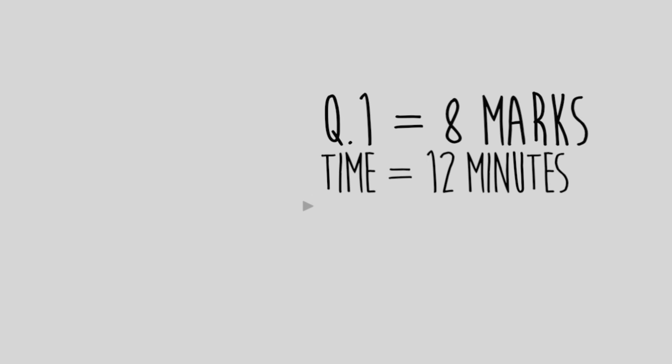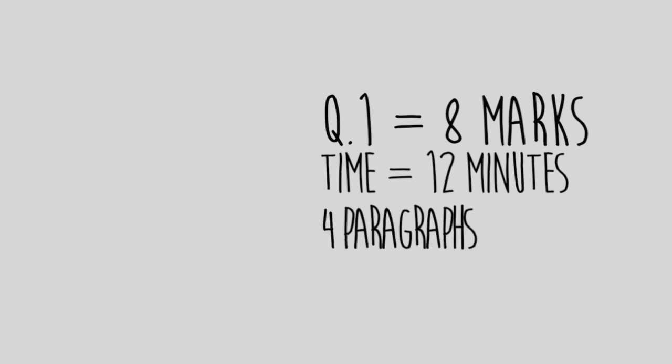So question 1 is worth 8 marks. You should spend about 12 minutes on it, and I would expect a student to write 4 clear paragraphs. Now already during the first 15 minutes of the exam, you've figured out the focus of the question, and you've picked the 4 pieces of information that you're going to choose. You've written them on the sources, and you've highlighted those pieces of information. Now, when it comes to writing up the answer, it should be really easy.